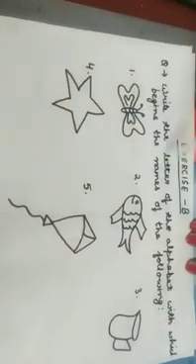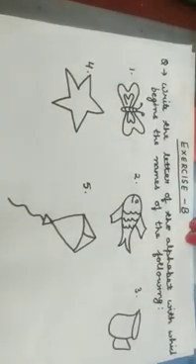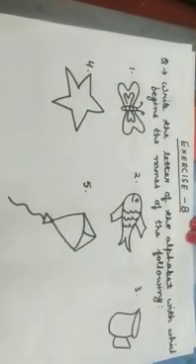Now here you must have noticed this butterfly B, fish F, jug J, star S, kite K. They all are consonants, while in the previous exercise we have done with the vowels.